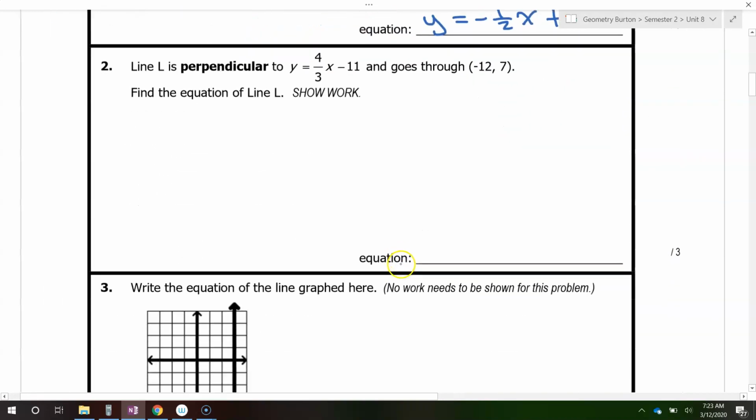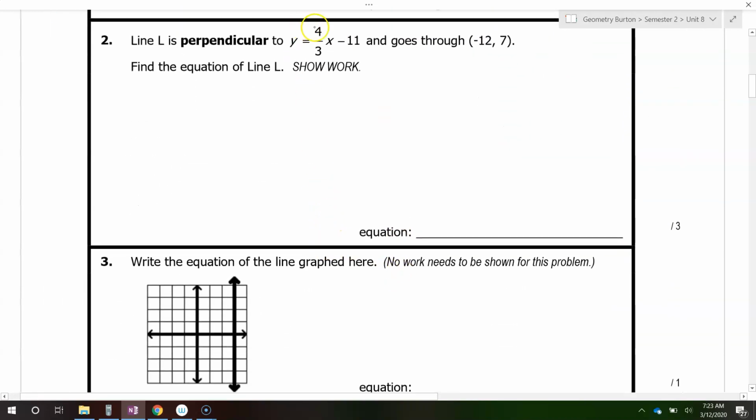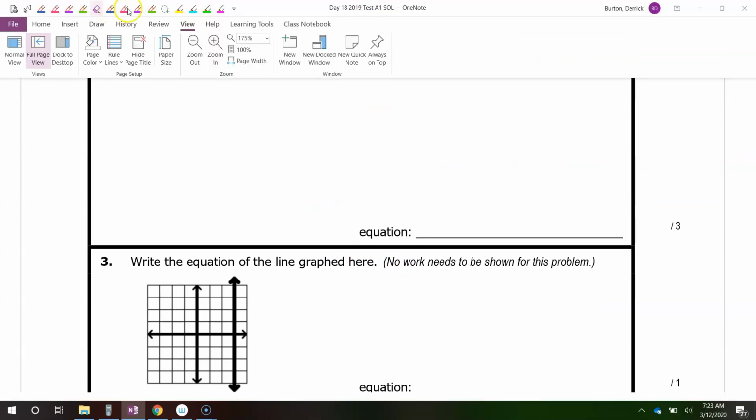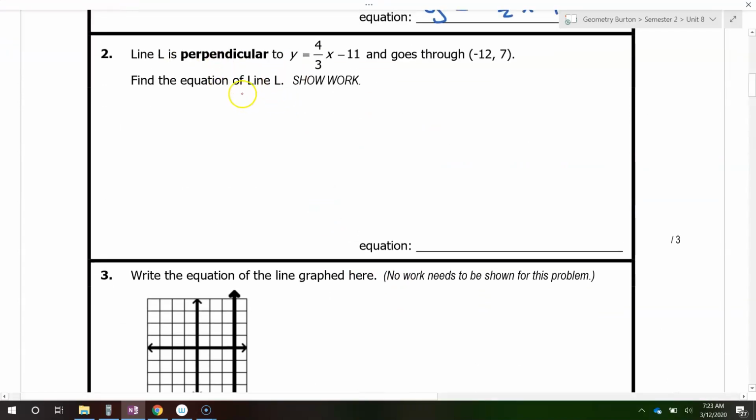Now, when I saw the word parallel, I immediately thought same slope. What do I think when I see the word perpendicular? When I see perpendicular, I think, okay, the slope will be opposite and reciprocal. All right, slope is opposite and reciprocal.